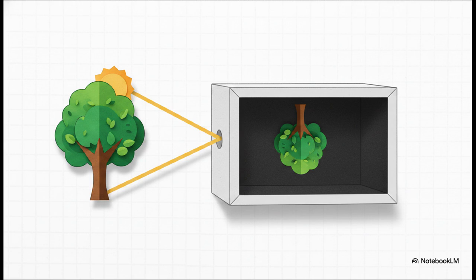But here's the crazy part. The images magically appear upside down. Oh, and as a bonus, this simple setup can even be used to safely watch a solar eclipse. But let's go back to that upside down part. Why on earth would the image project upside down? And for that matter, why do the shadows we talked about earlier have such sharp, defined edges?